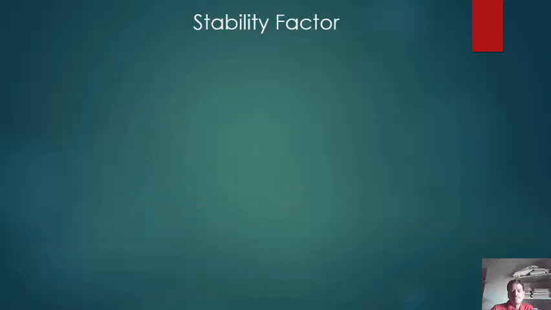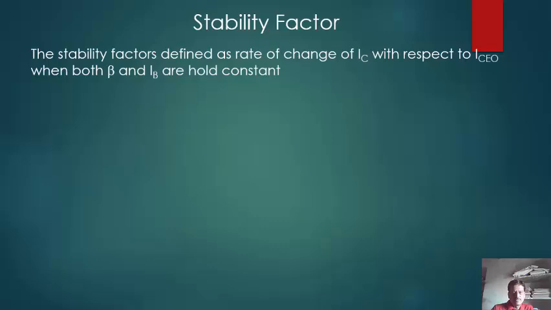Now let us see the stability factor. The stability factor is defined as the rate of change of the collector current with respect to the leakage current, that is ICO. So the stability factor depends upon beta and IB, and if we keep beta and IB constant, then we get the change in collector current with respect to the leakage current ICO, and therefore the stability factor S is equal to dIC divided by dICO.